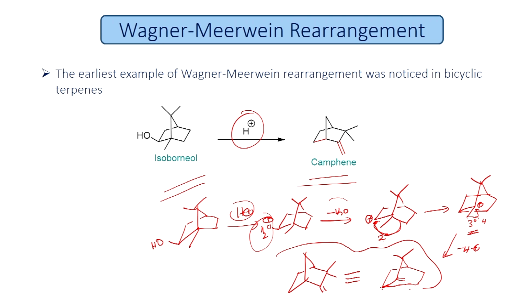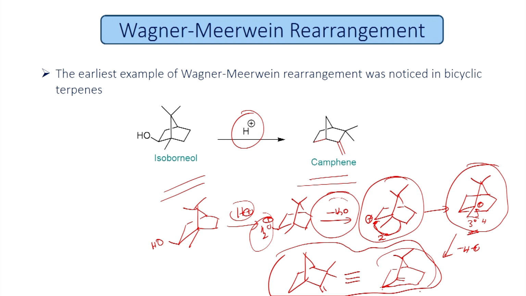So, in this reaction, protonation followed by dehydration, that is protonation followed by loss of water, generates the secondary carbocation, which can rearrange to the more stable tertiary carbocation. Once we form this one, it can convert into this alkene by losing a proton. So, this is how this reaction takes place. The driving force in this reaction is the formation of the tertiary carbocation from the secondary carbocation. Once you form this one, it can convert into this alkene as the product.